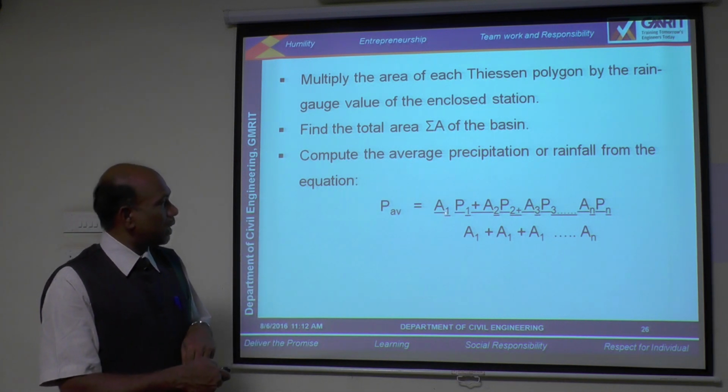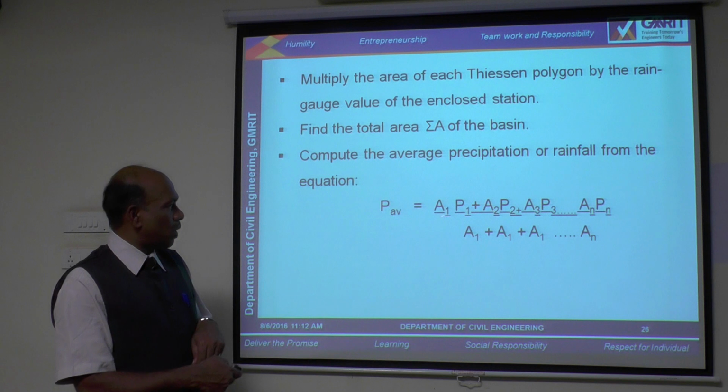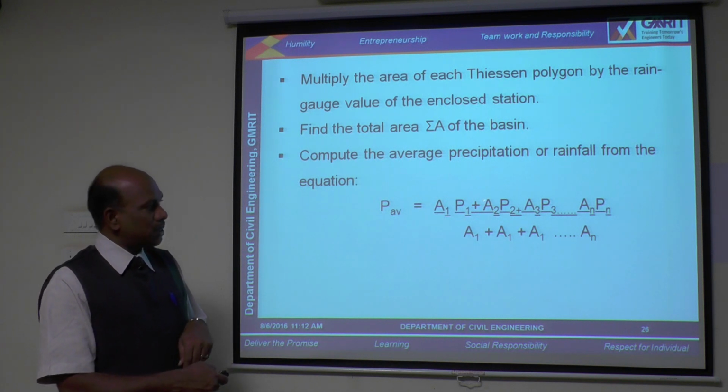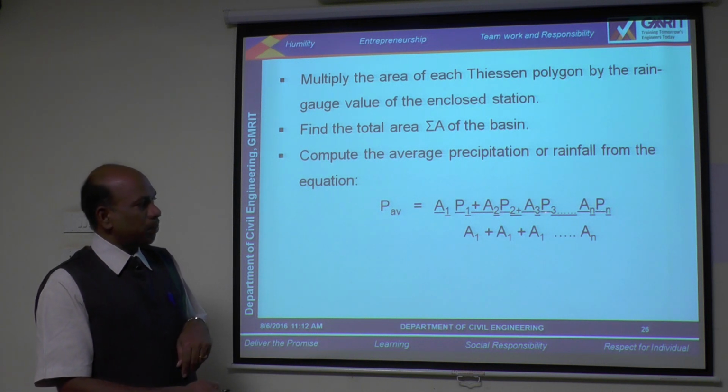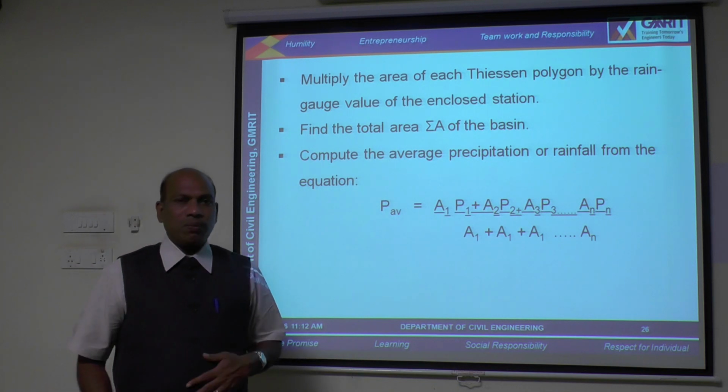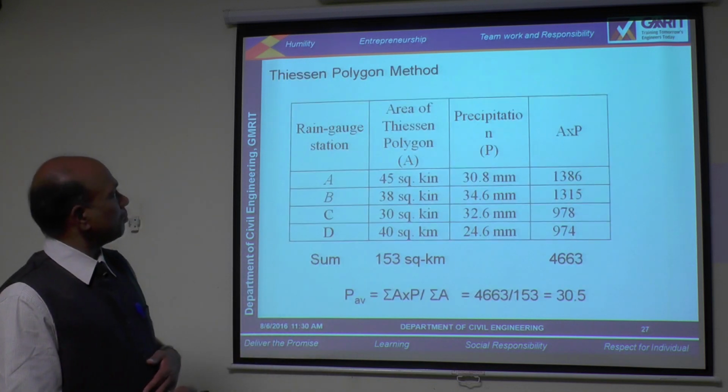Here A1 is the area under rain gauge station 1, P1 is the precipitation at rain gauge station 1, plus the area under rain gauge station 2 times the precipitation at station 2, and so on, up to An and Pn, divided by the total area of all rain gauge stations. Then we have the average rainfall over a catchment area.